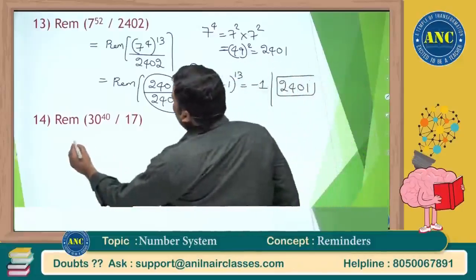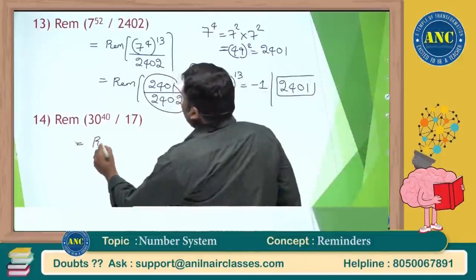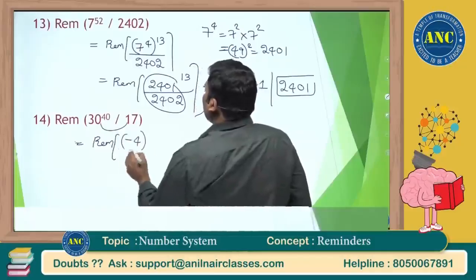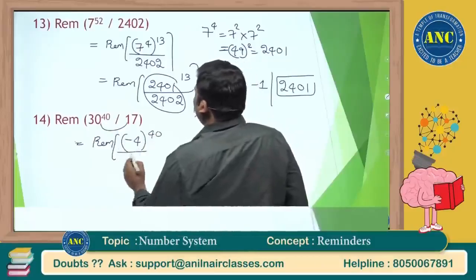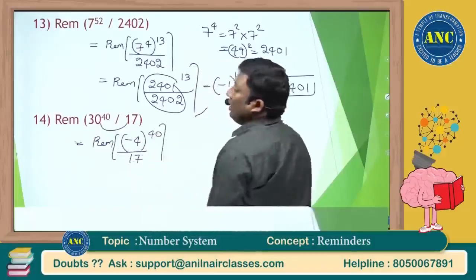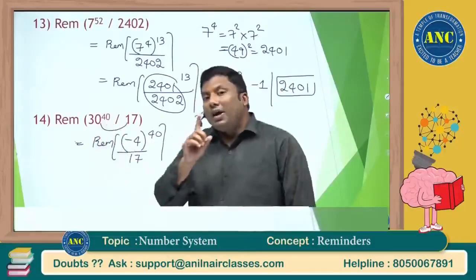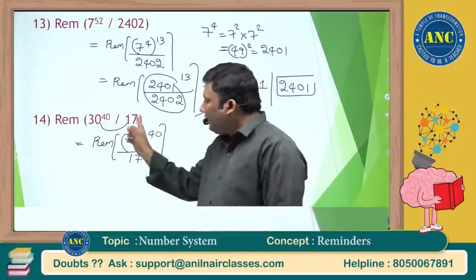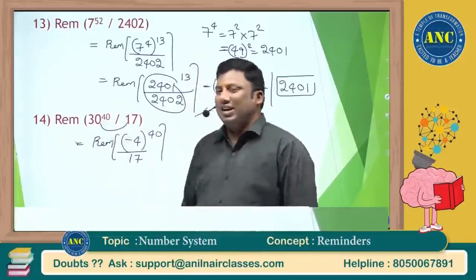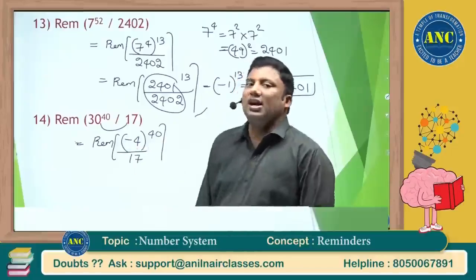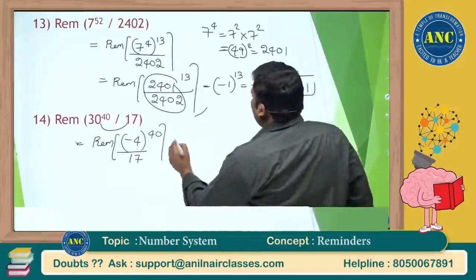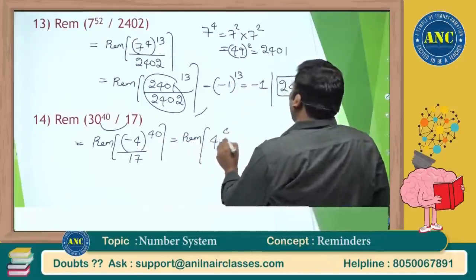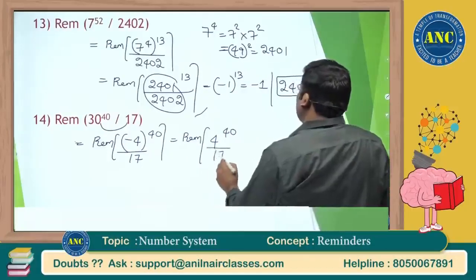14th, again an exam model question. This can be written as 17 twos are 34. Negative remainder is minus 4. Minus 4 power 40 divided by 17. Again I am repeating it: make the base smaller than the denominator. 17 ones are 17, I will get 13. Since 4 is a relatively smaller value, I will take minus 4 power 40 divided by 17. This is 4 power 40 divided by 17.